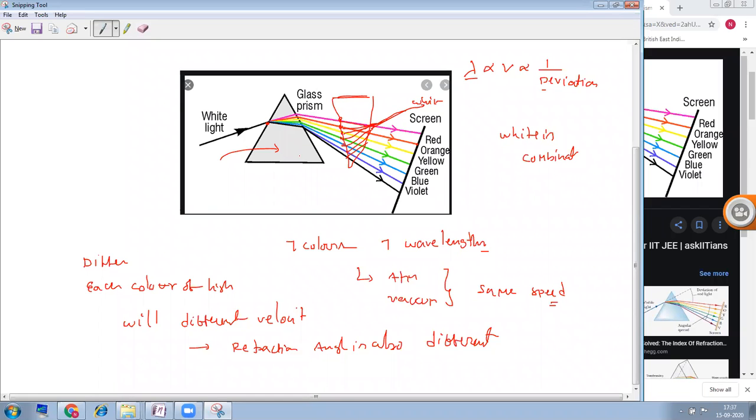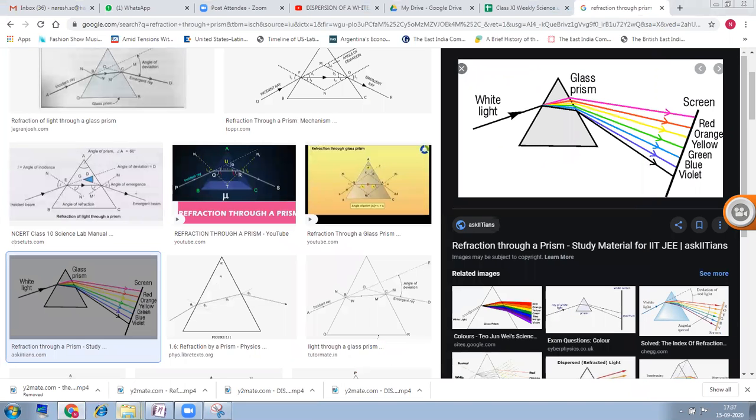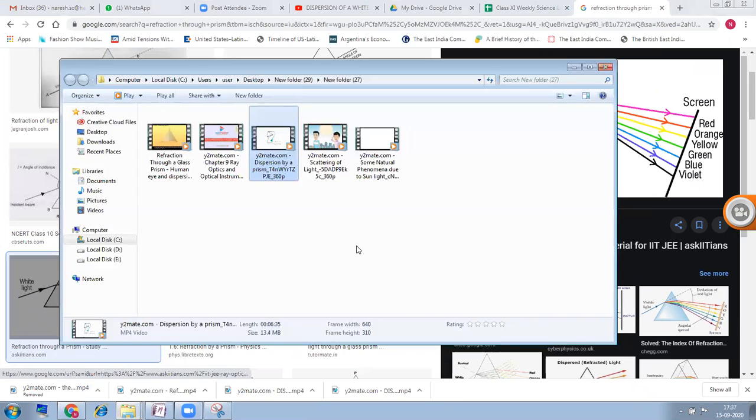The first one is the rainbow. The dispersion of light can explain the phenomenon of the rainbow. We'll see how the rainbow forms. We have not only one phenomenon: the rainbow, twinkling of stars, the Tyndall effect, and scattering of light. What is the meaning of scattering of light? We will see here.